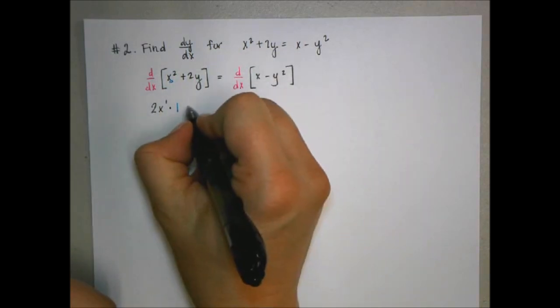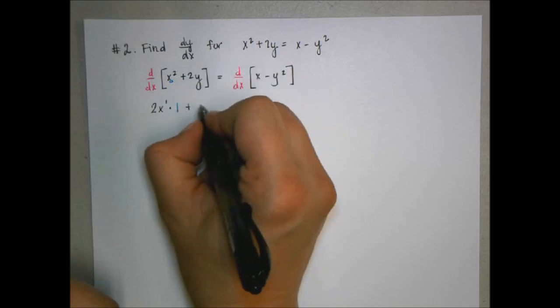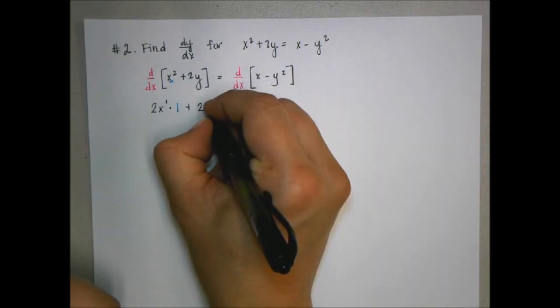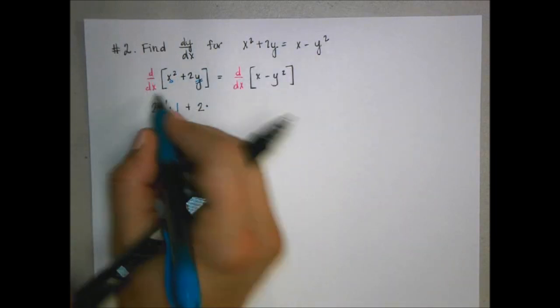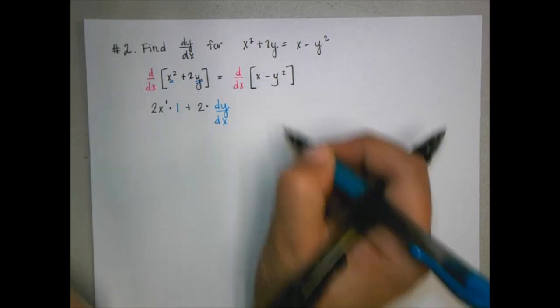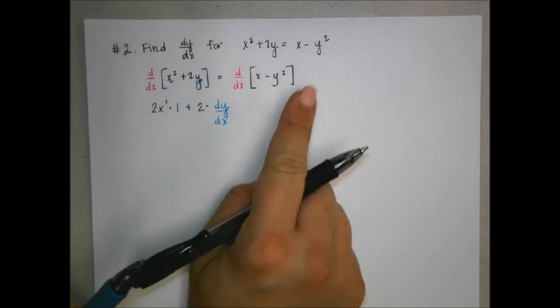So plus the derivative of 2y. So you take your derivative as normal, 2, okay, and then the chain rule follows. Now you take the derivative of y with respect to x, and that's where we get dy/dx from. Okay, and that's the left. So now we'll move on to the derivative of the right side.